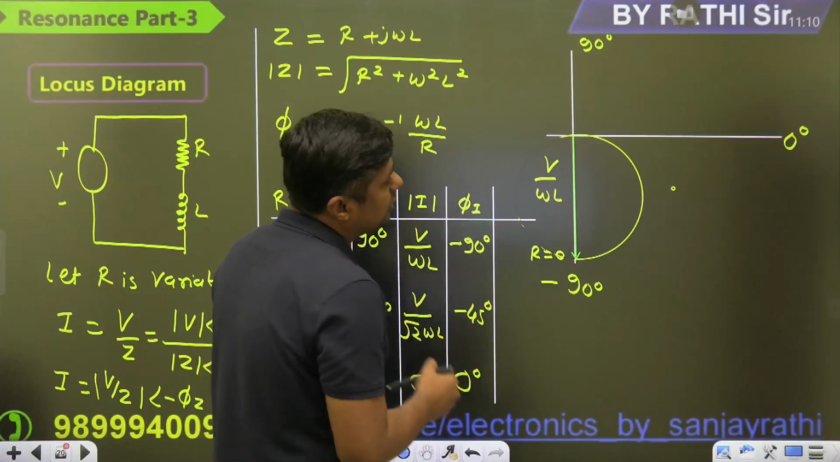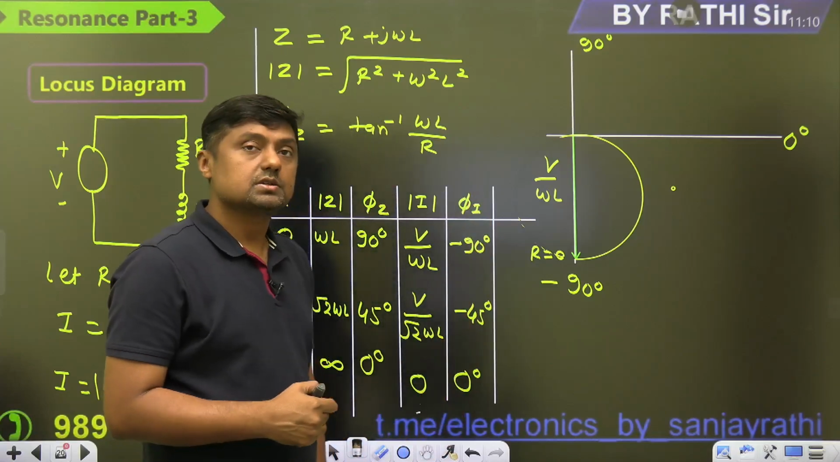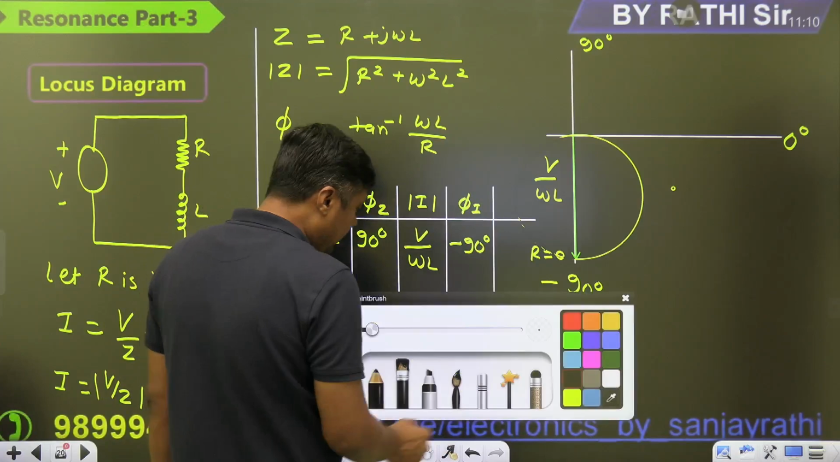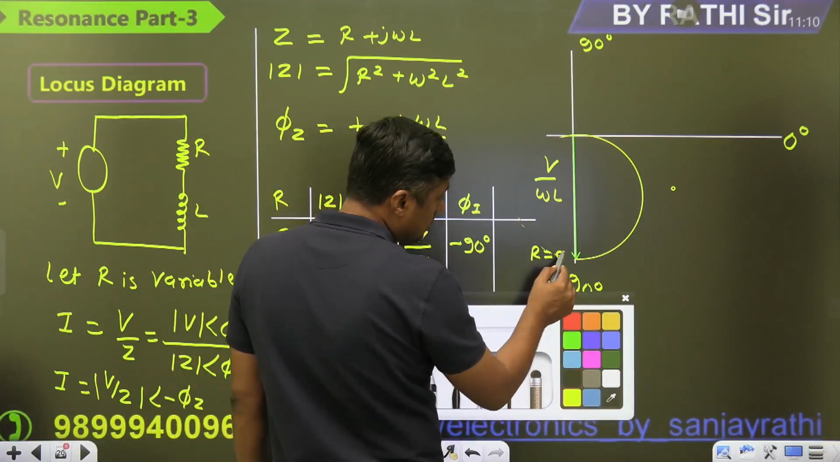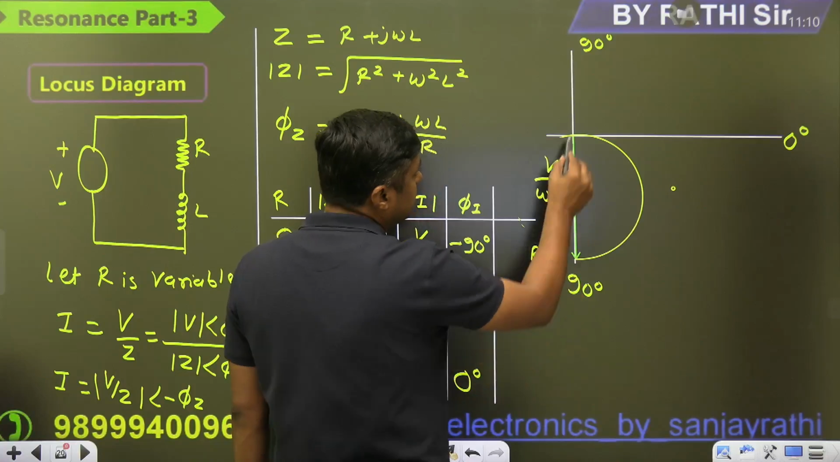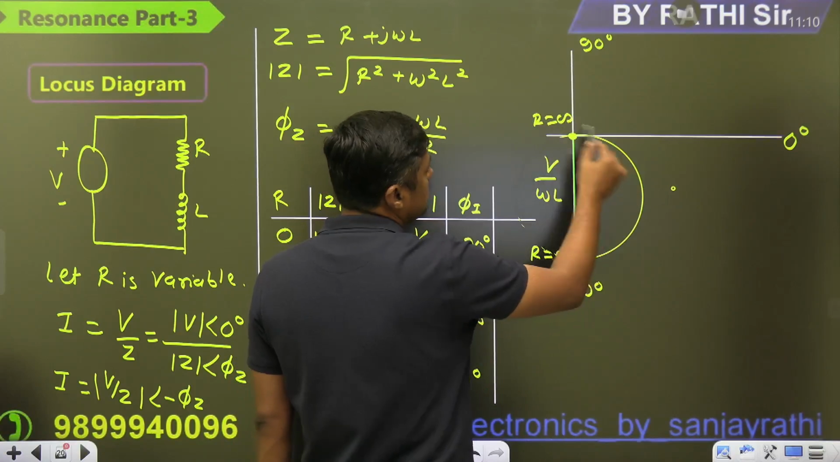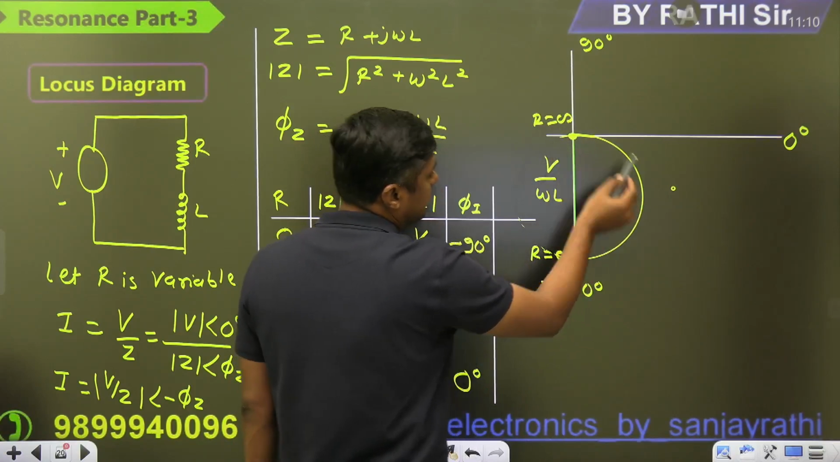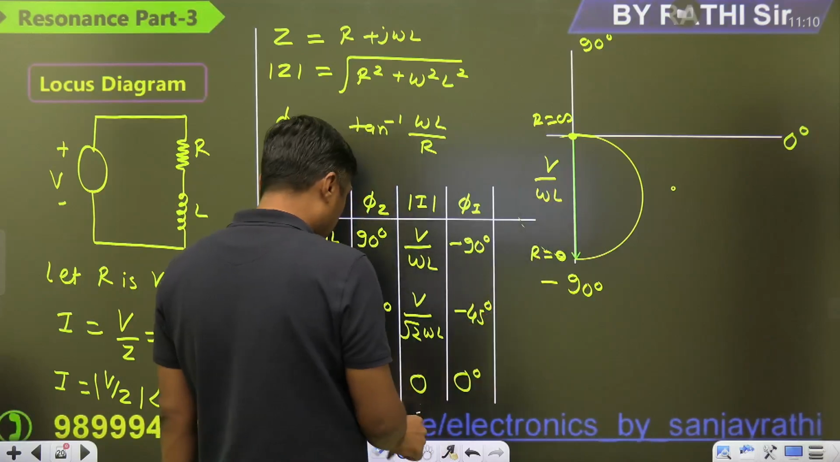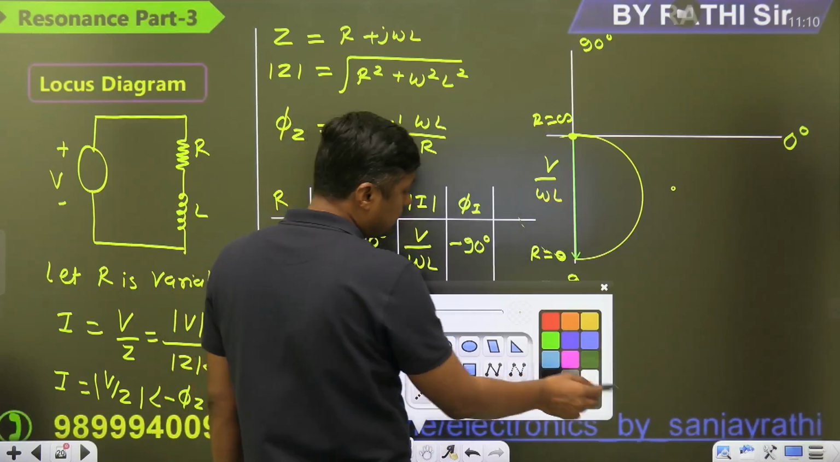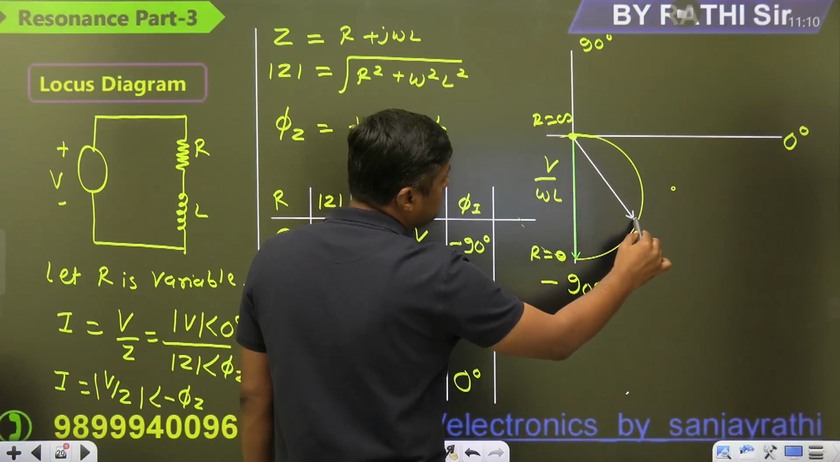Okay, yeah. This is the semicircle, guys. The angle will vary: when R is 0, the angle is minus 90 degrees. When R is infinite, the angle is what? 0 degrees. This is the 0 degree, and it is a semicircle. If you want to draw one or more phasors at 45 degrees, minus 45 degrees, you can draw.